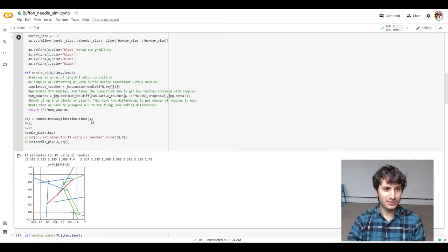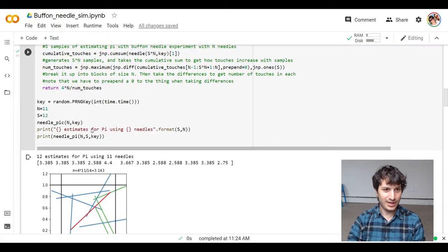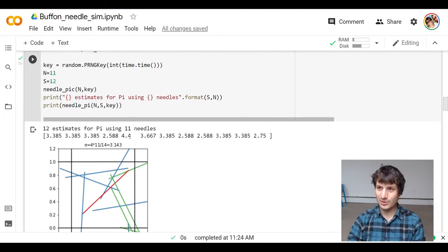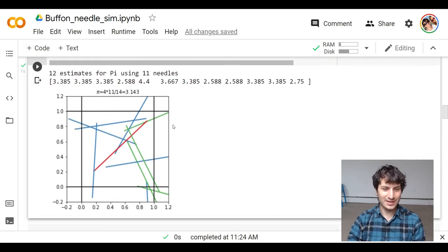Let me see if I can zoom in. Can I zoom in? Yeah, there we go. Let's zoom in a bit. All right, that's probably a lot better for you guys. Okay, so again, here's the picture of the simulation. So it got pi is 4 times 11 divided by 14, which is 3.143. This is just like it came out in the main video.